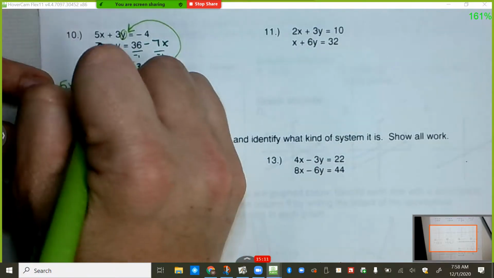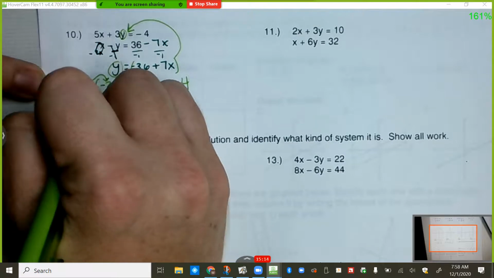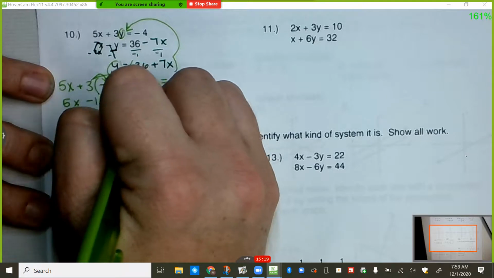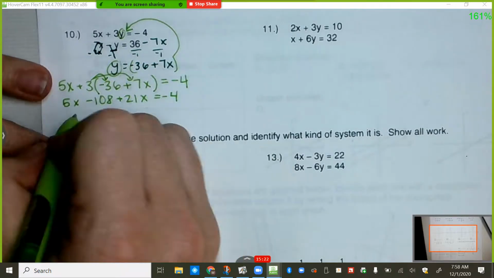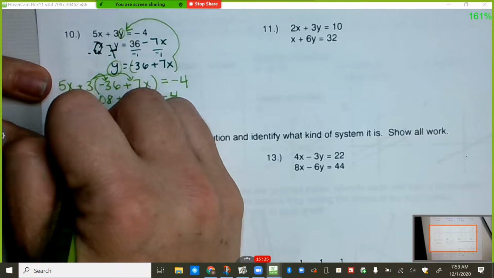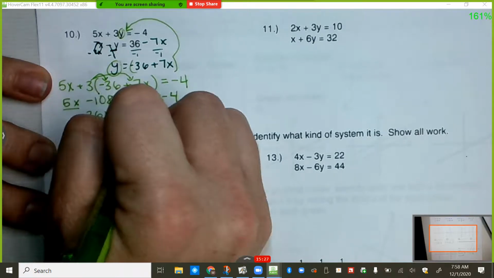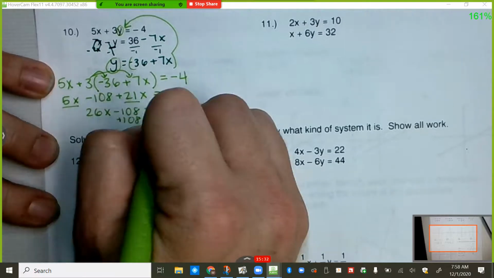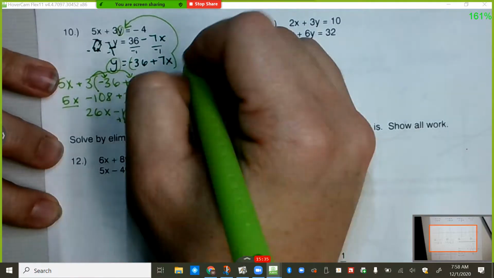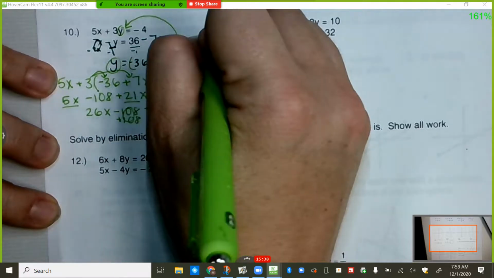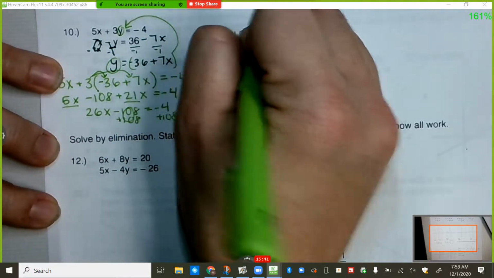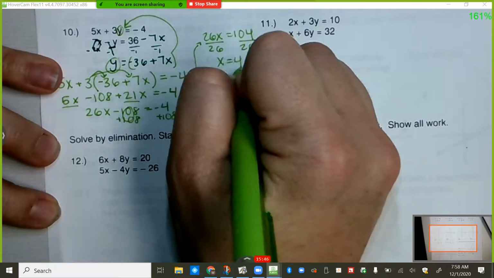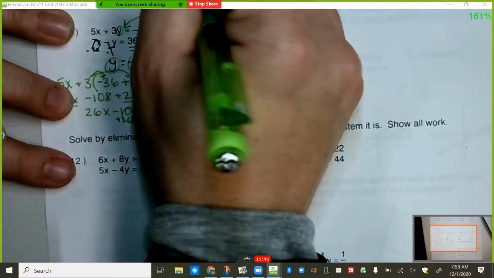So 3 times negative 36 is negative 108. 3 times 7x is positive 21x. I'm going to combine my like terms, and I get 26x minus 108 equals negative 4. I add 108 to both sides, and I get 26x equals 104. And when I divide both sides by 26, I get x equals 4. So again, that's half of my solution.